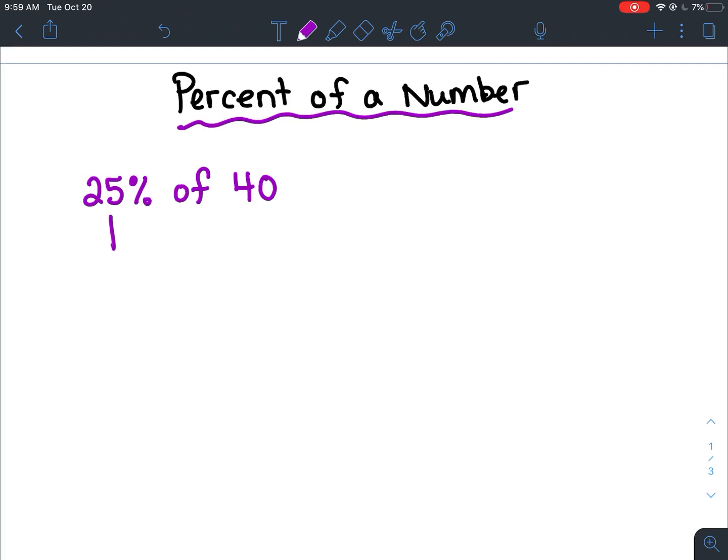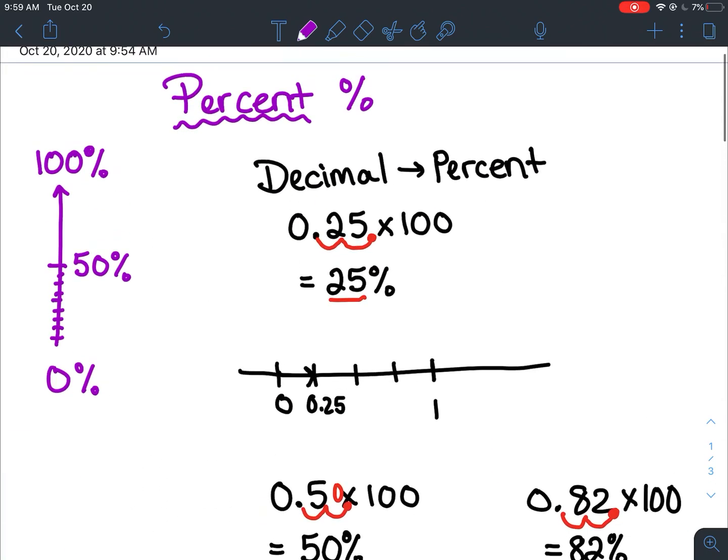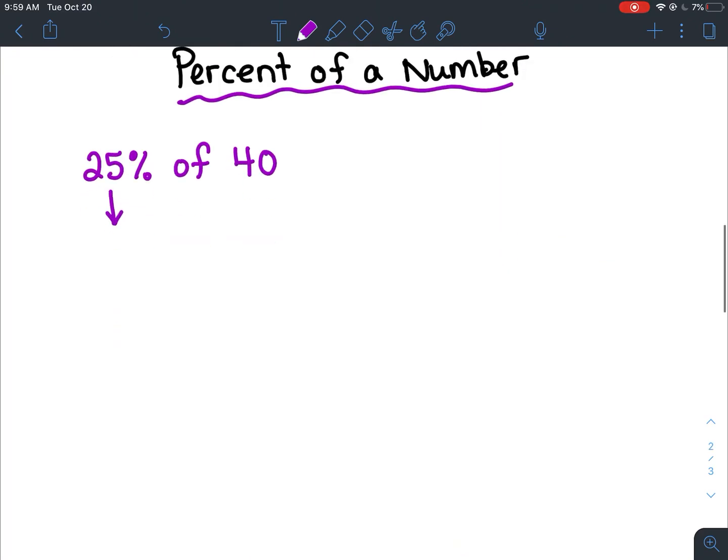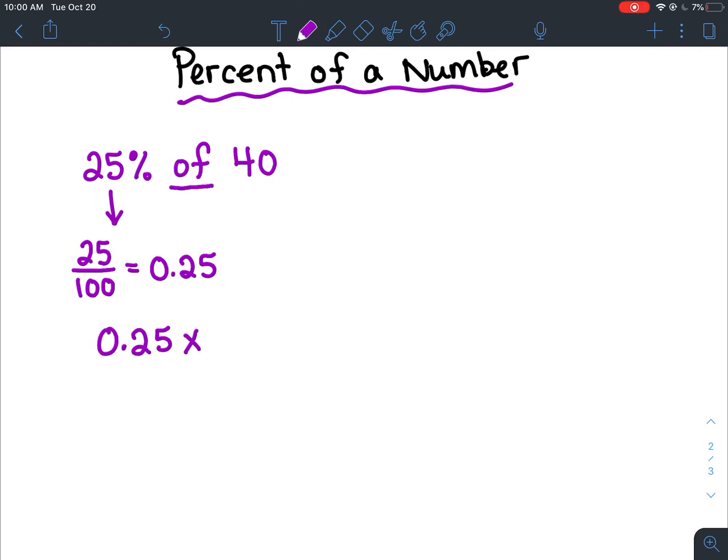So one way to do this question would be to change your percent into a decimal so we can work with it. Remember when we changed a decimal into a percent, we multiplied by 100? To actually go the other way, we have to divide by 100. So 25 divided by 100 would equal 0.25. Often the word of in math means to multiply. So 25% of 40 can be done by doing 0.25 times 40, which would be 10.